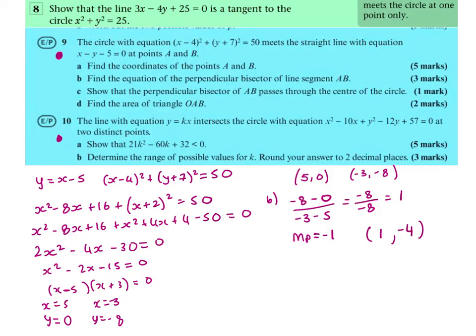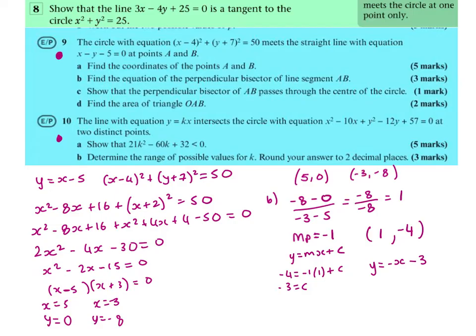So now I have my equation, y equals mx plus c. So I'm going to get minus 4 equals minus 1 lot of 1 plus c. So I can get minus 3 equals c. So then I get y equals minus x minus 3. So this is the equation of the perpendicular bisector AB.